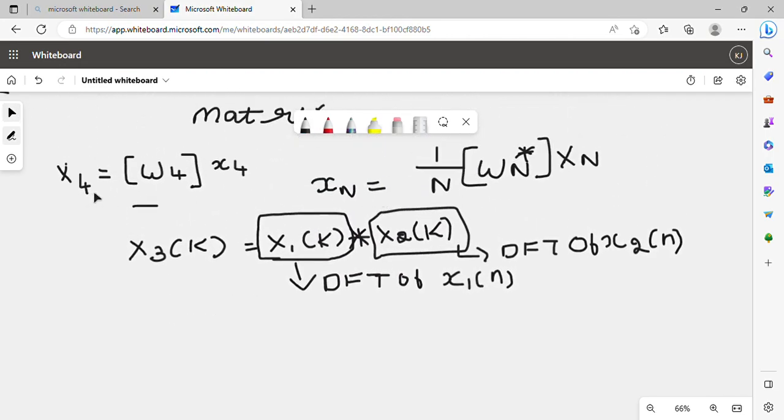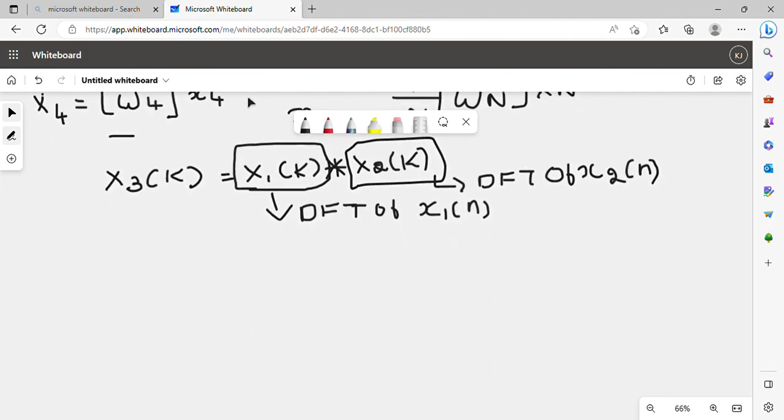I told you that x4 is equal to omega of 4 into x of 4. So what is omega of 4 into x of 4? My omega of 4 is 1 1 1 1 1 1 1 1, and it is minus j, minus 1, plus j, and minus 1. Just a minute students, I'm so sorry.